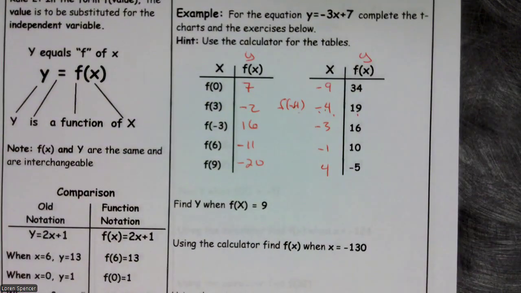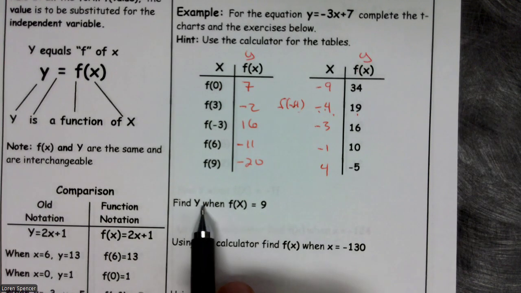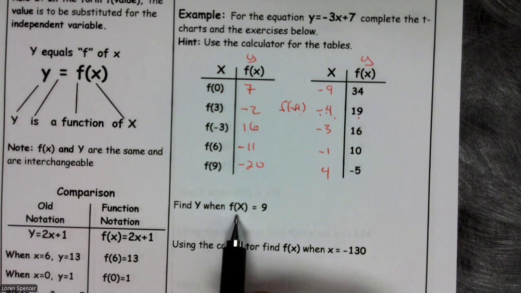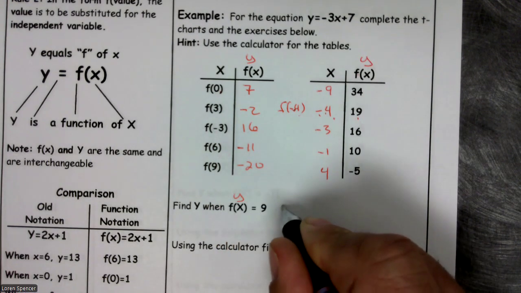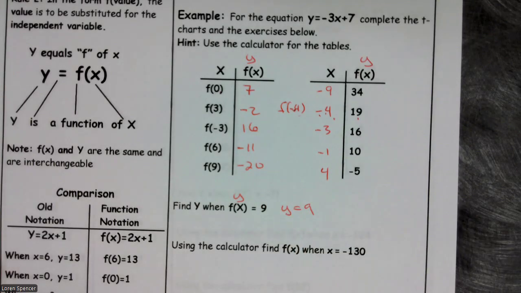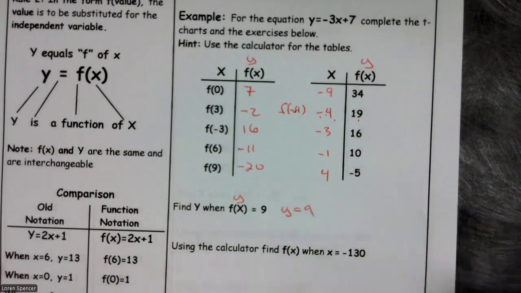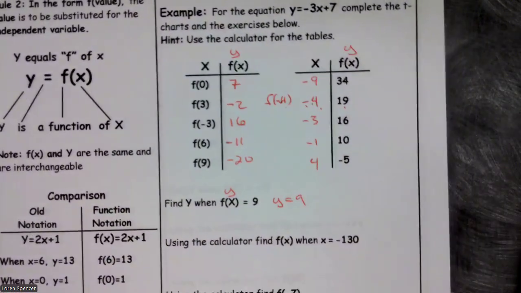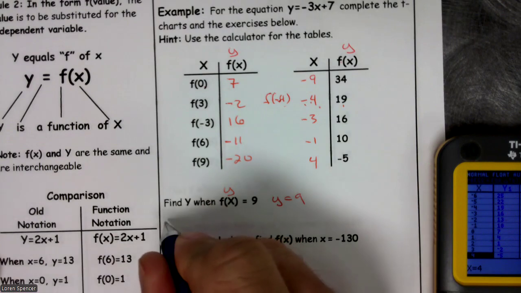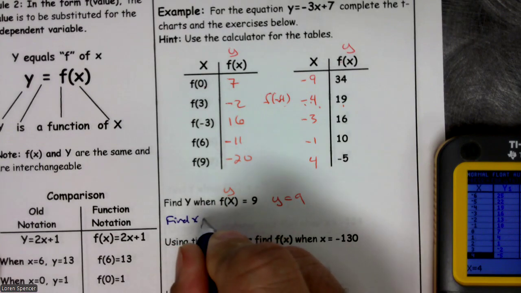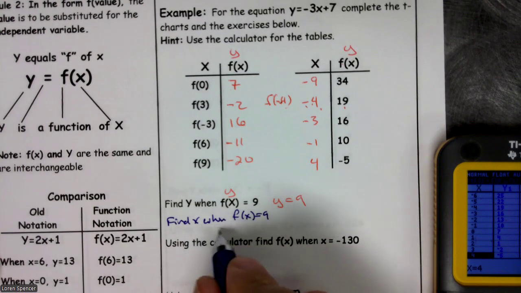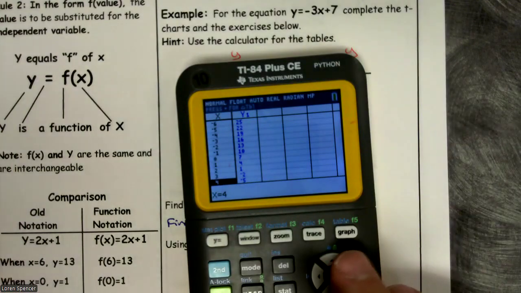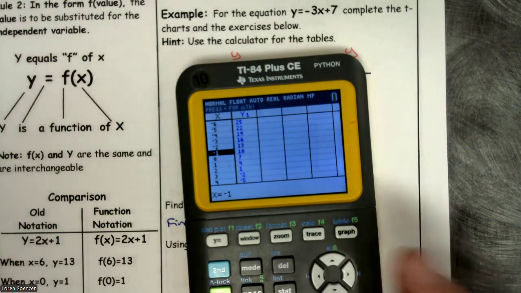It says find y when f of x equals 9. Well, what does f of x equal? F of x is the same as saying 9, so y equals 9. Now, a trickier one would be find x when f of x equals 9. So find x when y equals 9. If I go to y equals 9, it doesn't show up on the table.